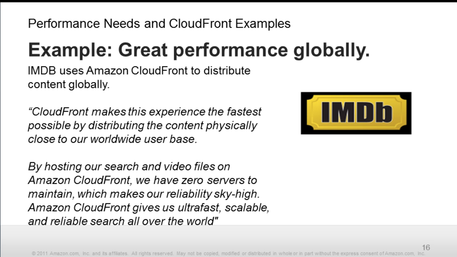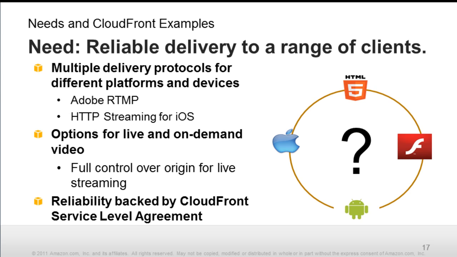Same thing true for IMDb. Think of this as another good name in terms of usage. Essentially, they wanted the fastest possible download. IMDb has moved to building not just that website that people have come to know and love for viewing information about movies, but also now have moved into iPhone and mobile applications as well. And they're hosting search and video files on CloudFront and have zero servers to maintain that. So they're taking advantage of the reliability and the scalability of that worldwide footprint they got from CloudFront.